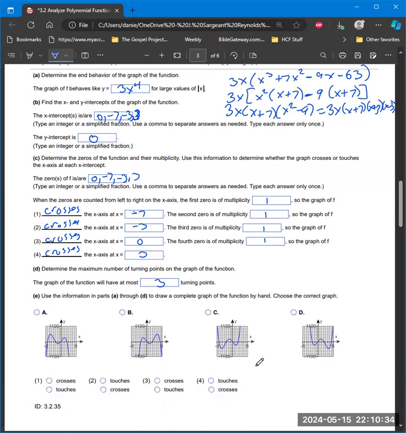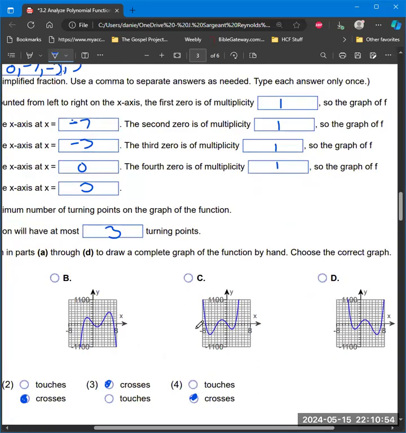And if we zoom in here a little bit closer, let's check those intercepts out here, that we need to have a -7. Well, that's going to be C because D doesn't have an intercept of -7. So we have -7, -3, 0, and 3. So that's C.